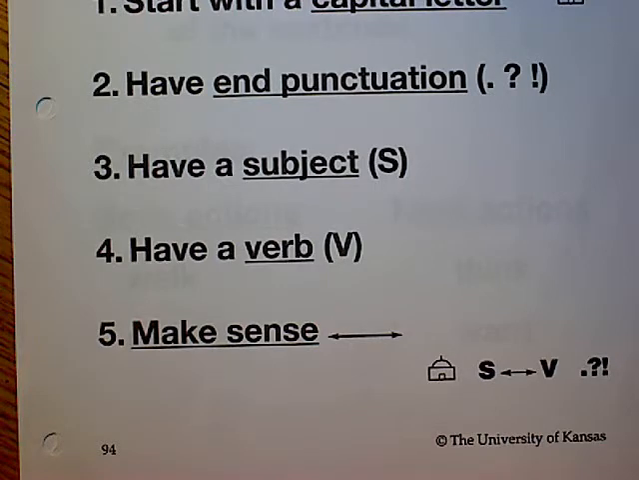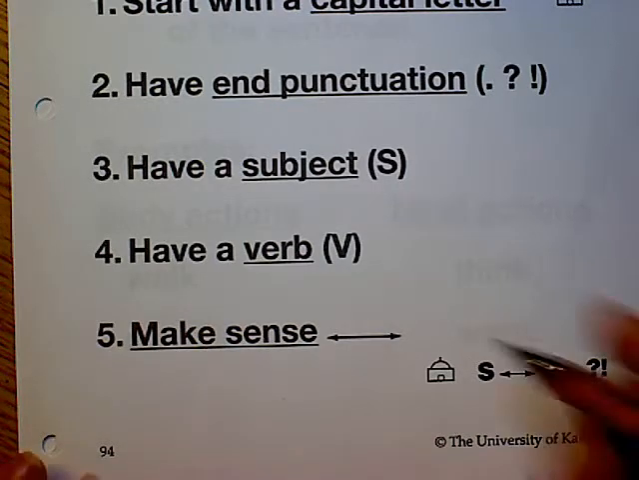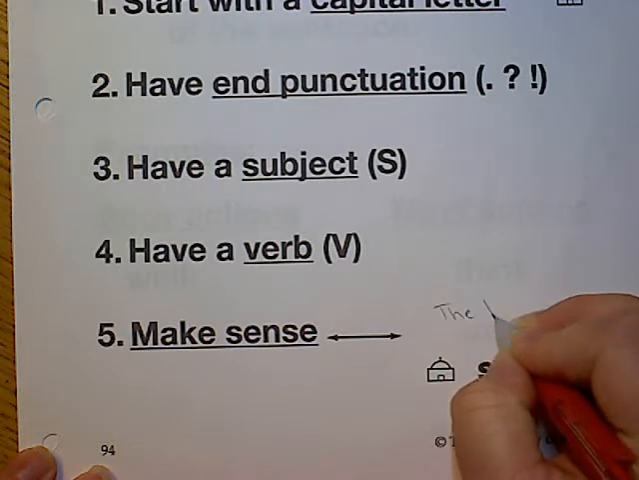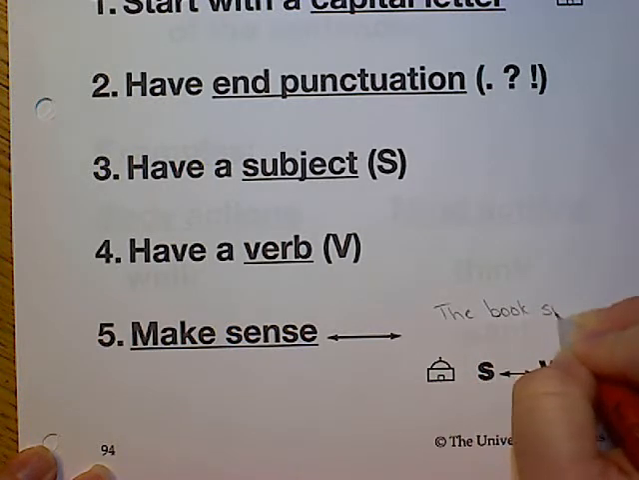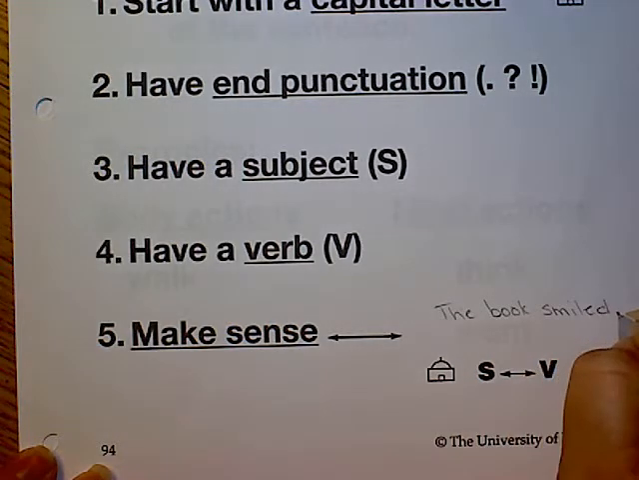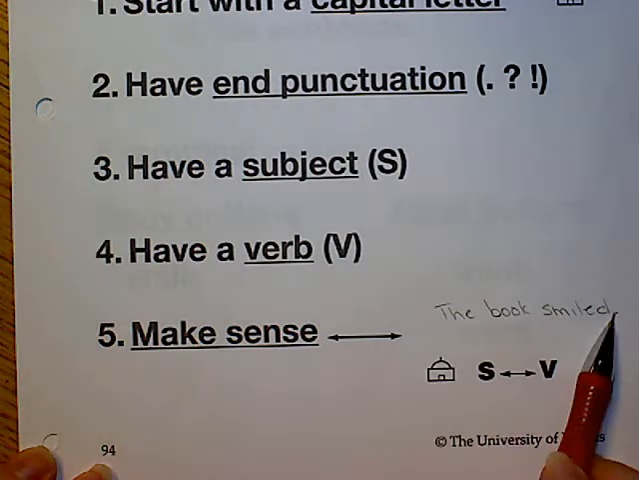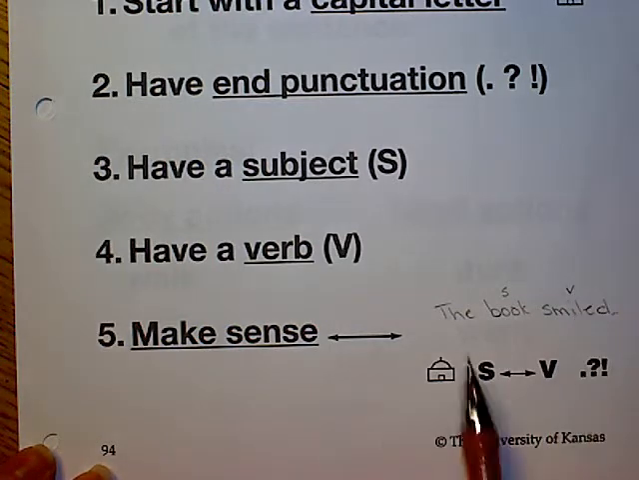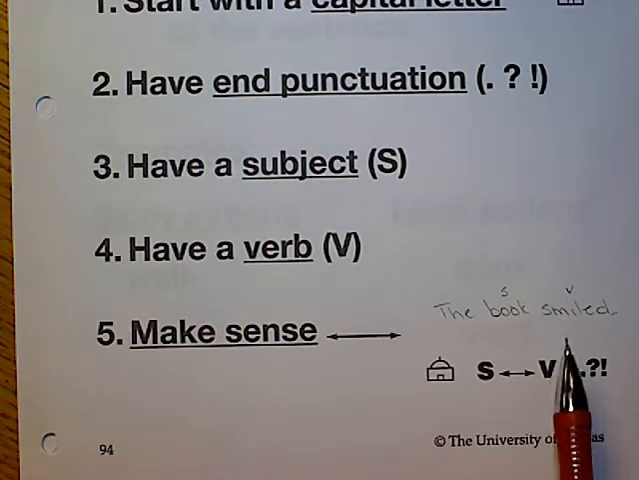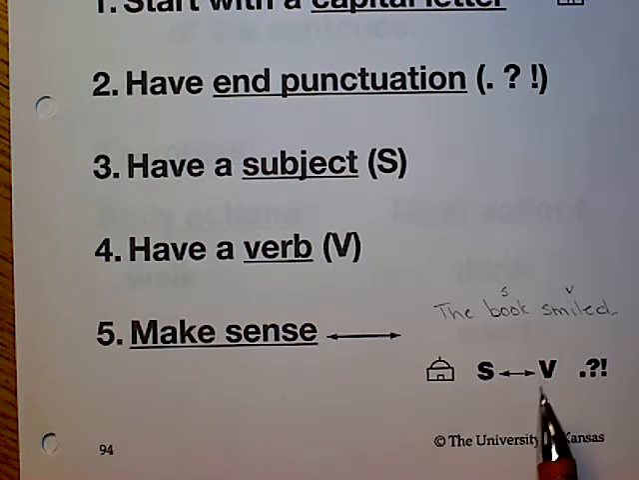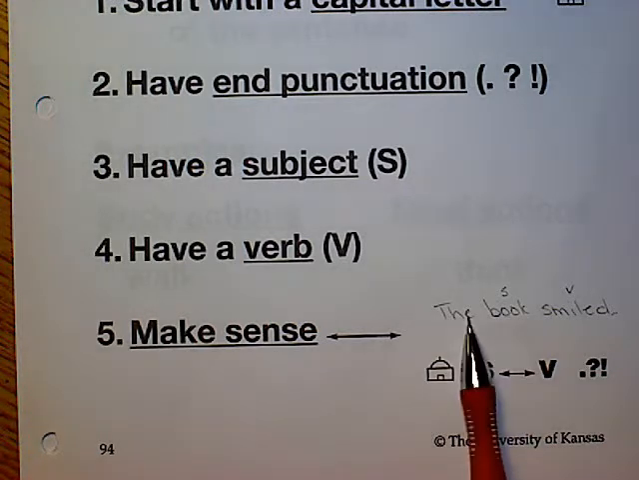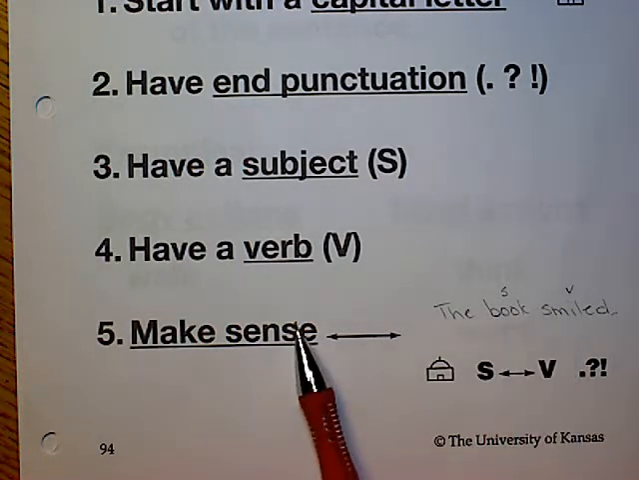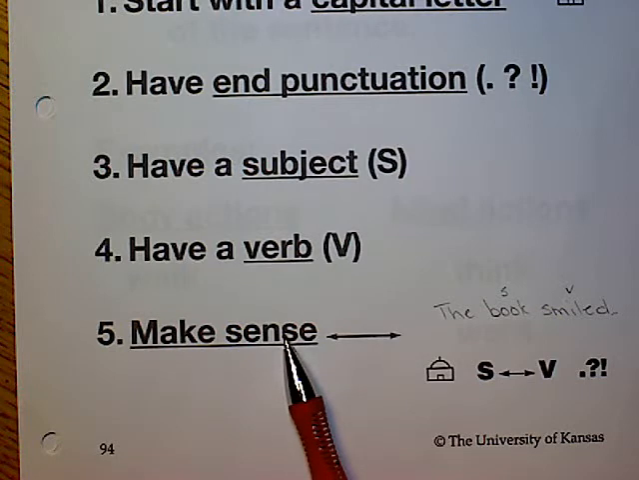The book smiled. Let's see if I were to write that. The book smiled. Okay, so I have a capital letter, I have end punctuation, I have a subject right here, and I have a verb. Now, does it make sense? The book smiled. Well, no, that would not make sense because a book does not have characteristics to be able to smile. So, while yes, this is a technical sentence, without that 5th element, it would not make sense.